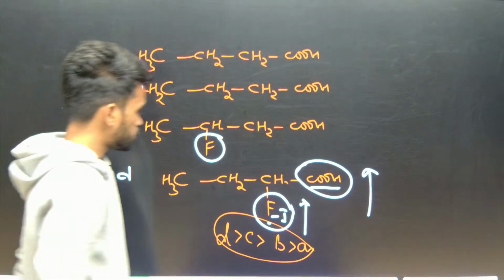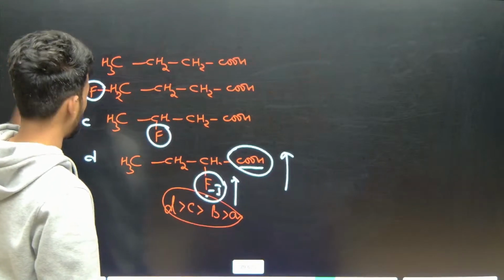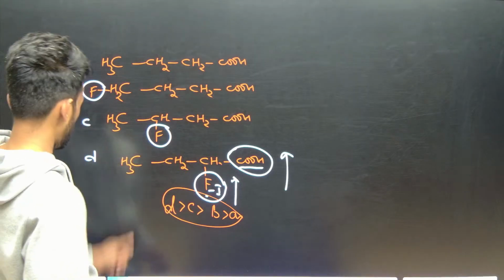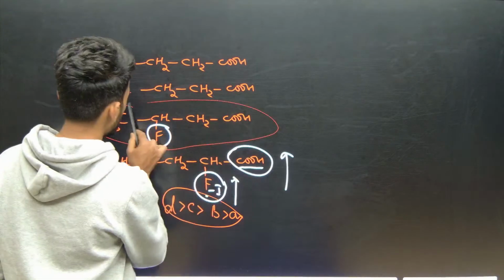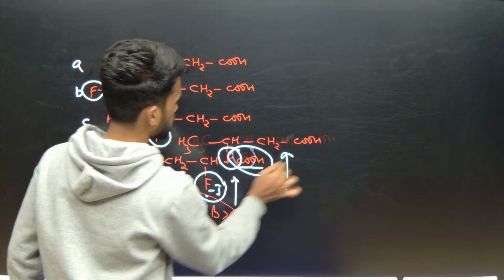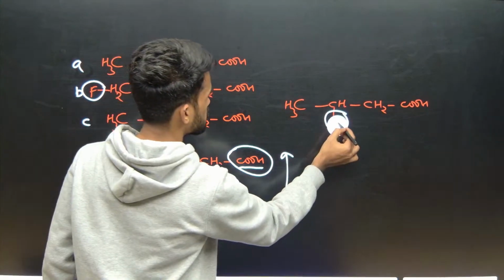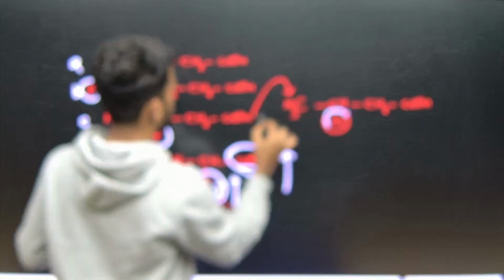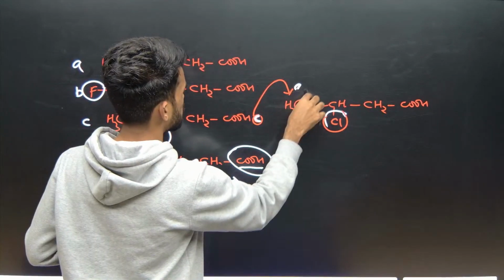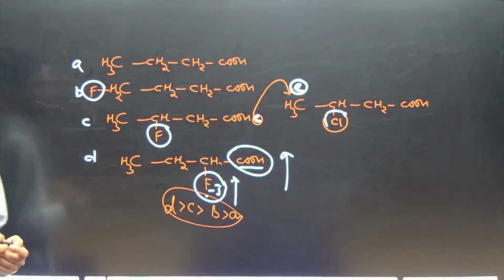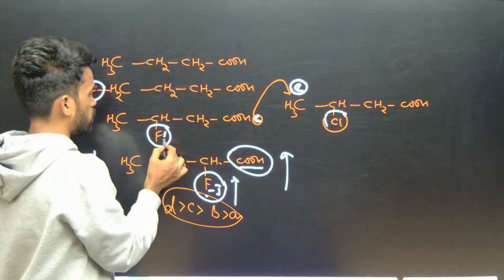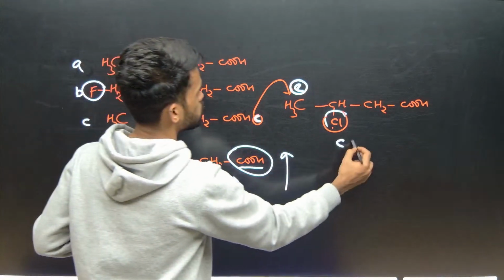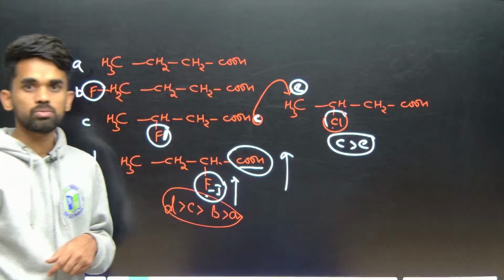Now I can make the question in a similar manner by replacing these halogens. If I place a chlorine atom here instead of fluorine, then between this C and this E, which is more acidic? Here fluorine is more electronegative than chlorine. Therefore, more electronegative means more withdrawing nature. So C is more acidic than E. This is the way you need to make the answers.